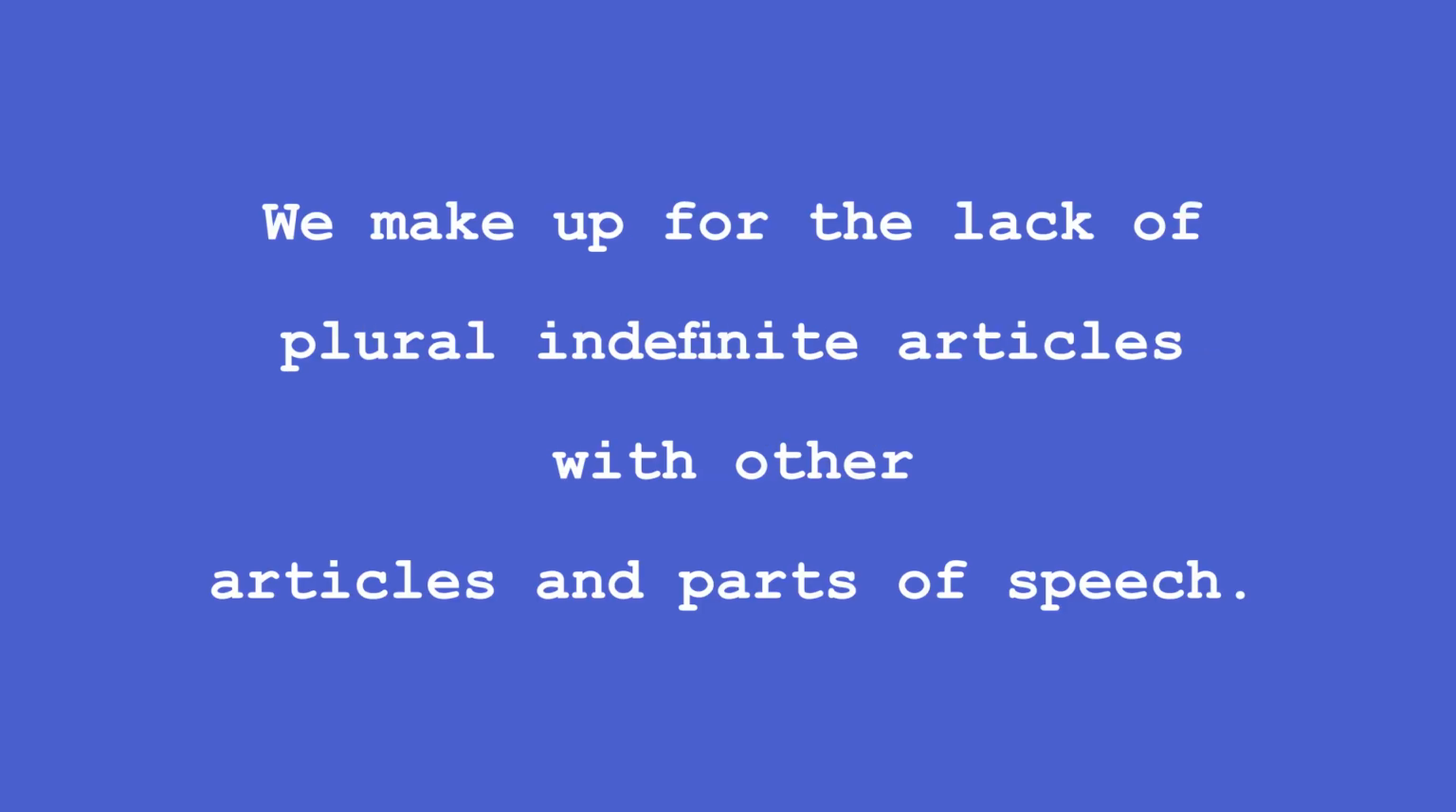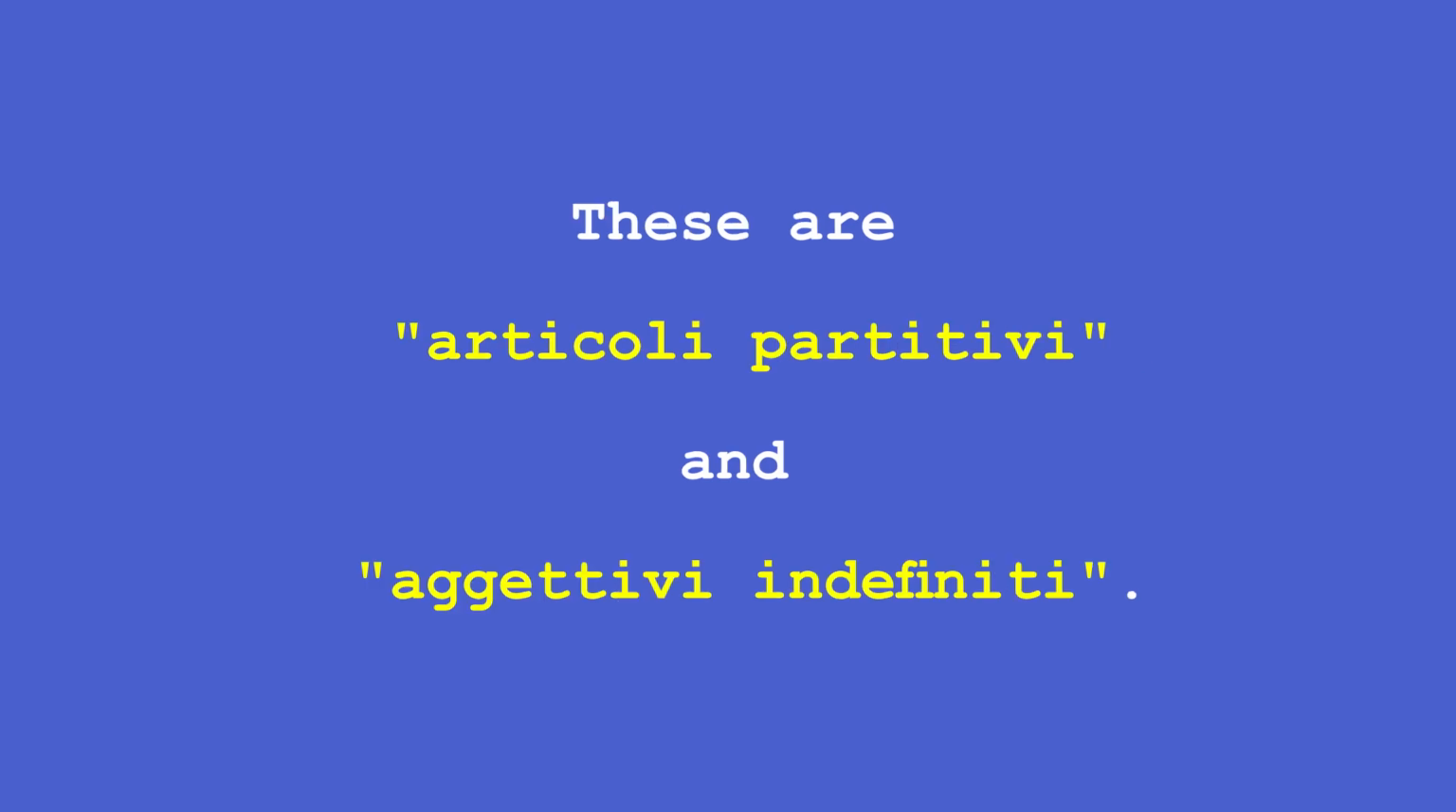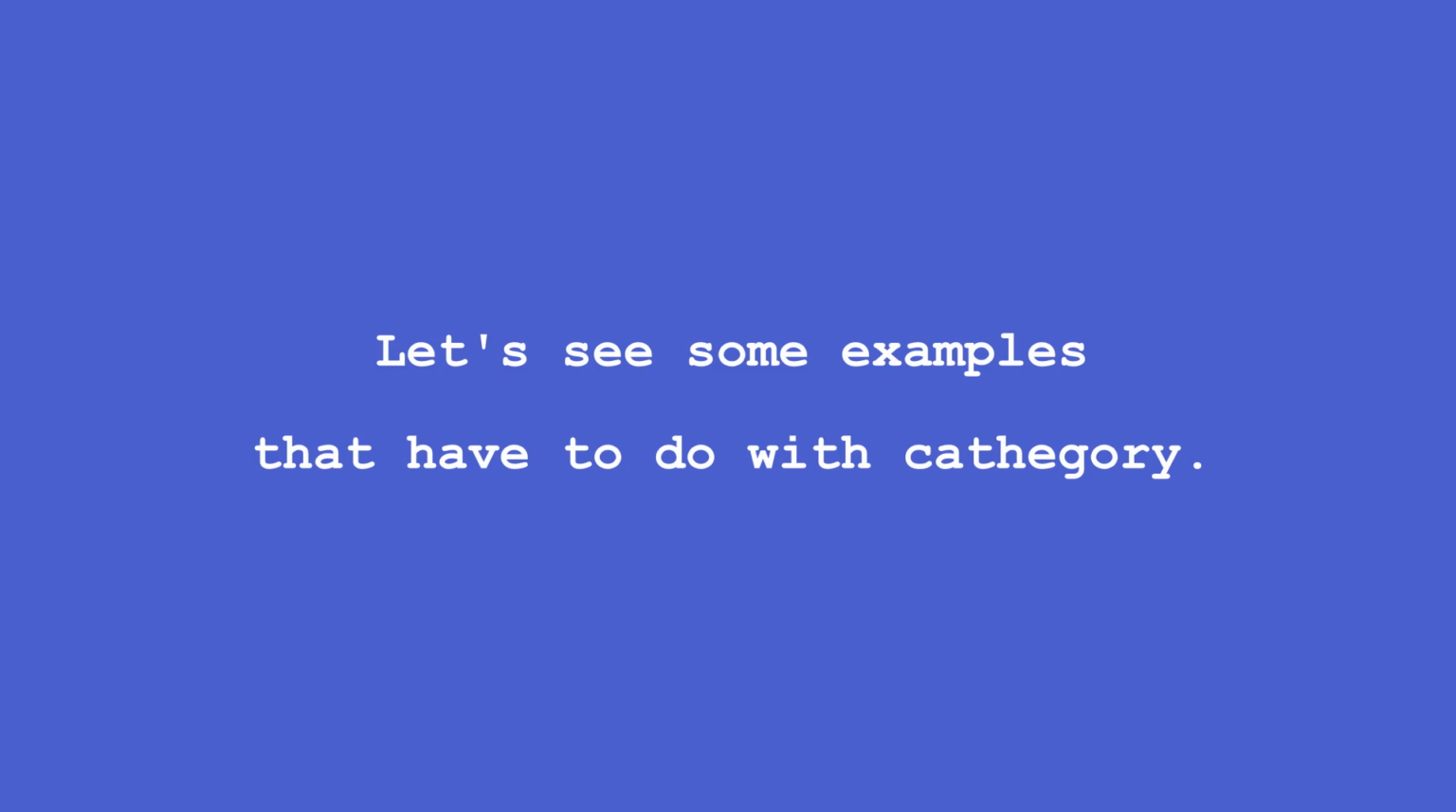We make up for the lack of plural indefinite articles with other articles and parts of speech. These are articoli partitivi and aggettivi indefiniti. These will be the subject of 2 more videos. Let's go back to our indefinite articles now. Let's see some examples that have to do with category.